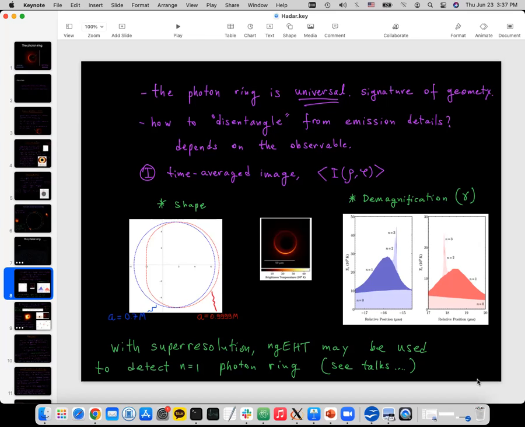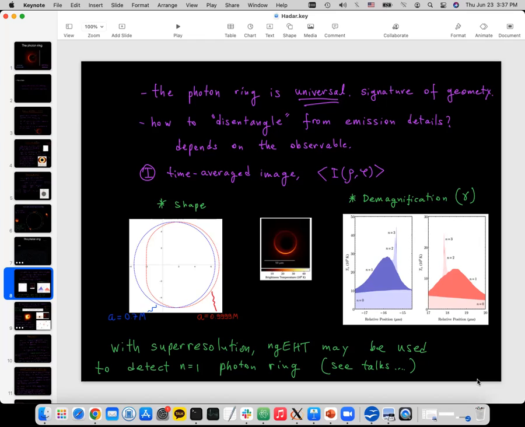It tells us something about the black hole. It allows us to really test our ideas of general relativity or modifications to it. And it's an interesting question to ask: how do we disentangle the emission details from the space-time geometry? There are several proposed ways to do it.